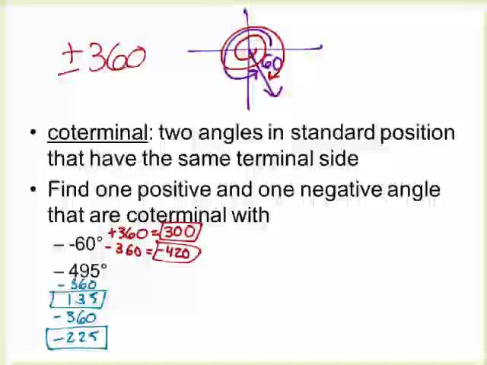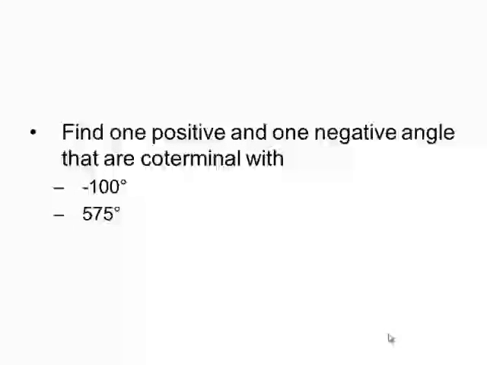Okay, so I had a lot of students asking, well, can't I just count negative 60 as my negative answer? No, that's the question. We need two answers, one positive answer and one negative answer. Okay, so go ahead and try the next one. In both of those, add and subtract 360s as necessary to get one positive and one negative solution.